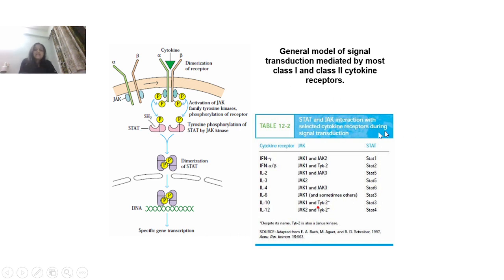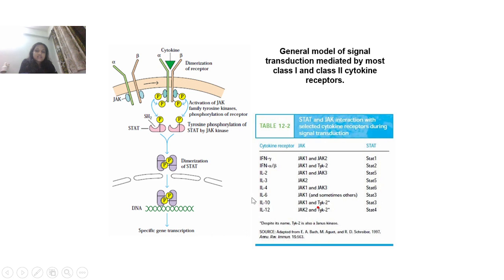For example, STAT and JAK interaction with selected cytokine receptors during signal transduction. For example, the interferon gamma cytokine receptor will activate JAK1 and JAK2, and it will activate STAT1. Interferon alpha and beta will activate JAK1 and tyrosine kinase 2, which will activate STAT2. Then IL-2 will activate JAK1 and JAK3, and it will activate STAT5. IL-3 will activate JAK2, and it will activate STAT5 here. IL-4 will activate JAK1 and JAK3.